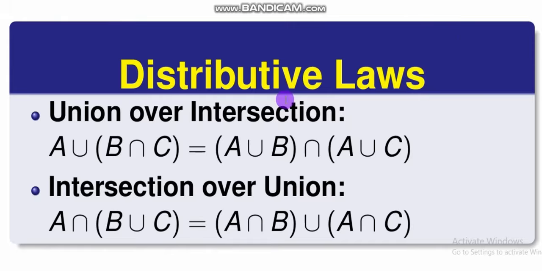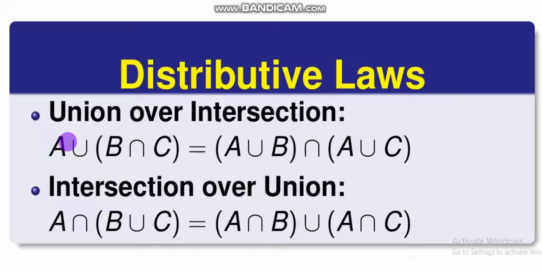The next law is the distributive laws. So we can have union over intersection. We can also have intersection over union. Let's take the first one, the union over intersection. If I'm given any 3 sets and I am asked to do this one, I will find the intersection of B and C first. This will be a single set. Then I will unite the result with set A.